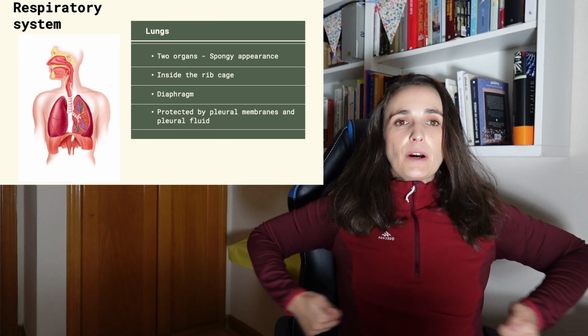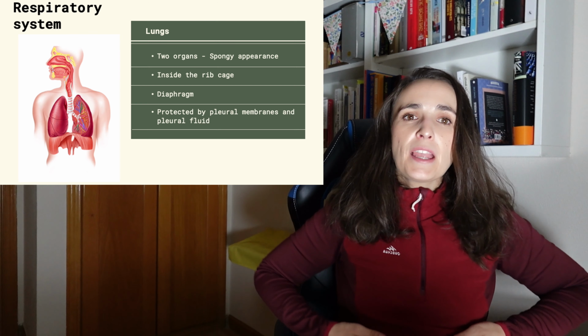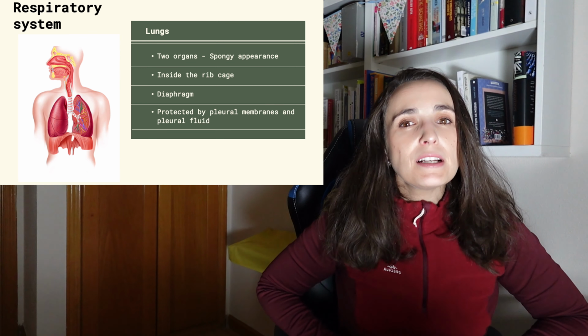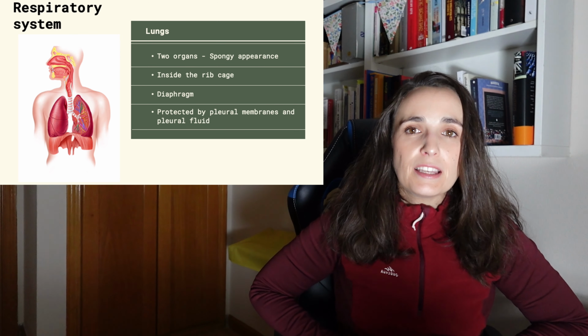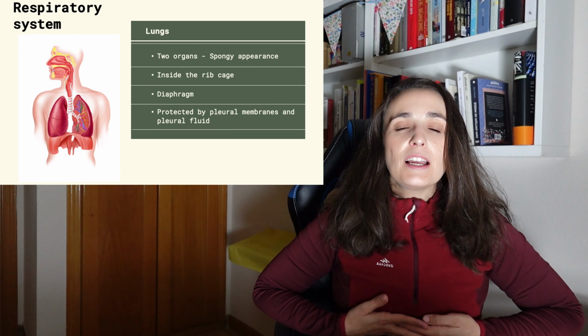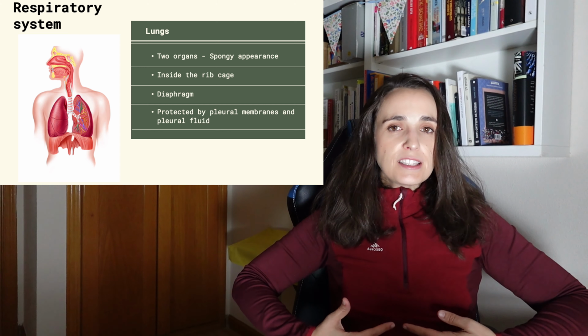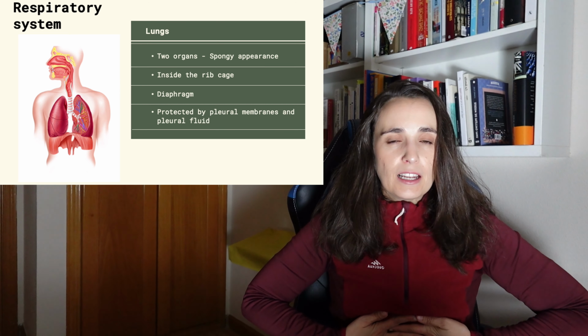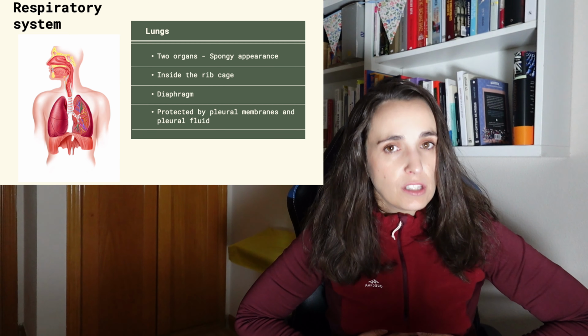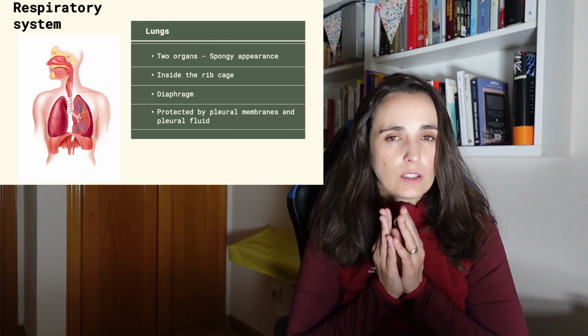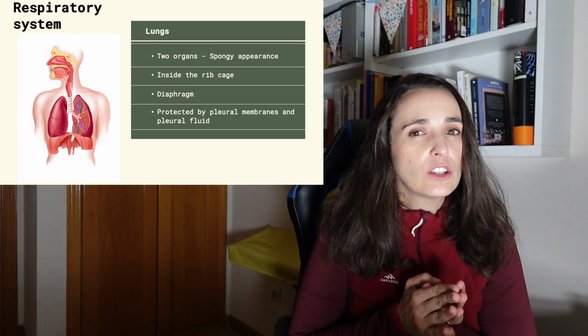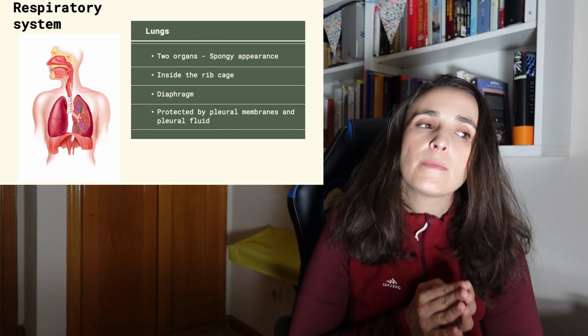They are protected by our rib cage, okay? And underneath there is a muscle which is called the diaphragm. It will help us to inhale and get the air inside the lungs and exhale and get the air outside the lungs. We will talk about the diaphragm in the physiology part a little bit more, okay?